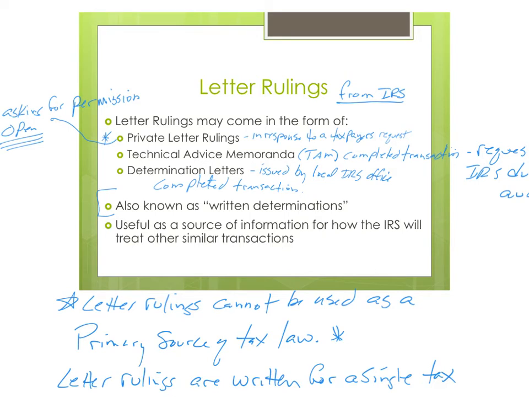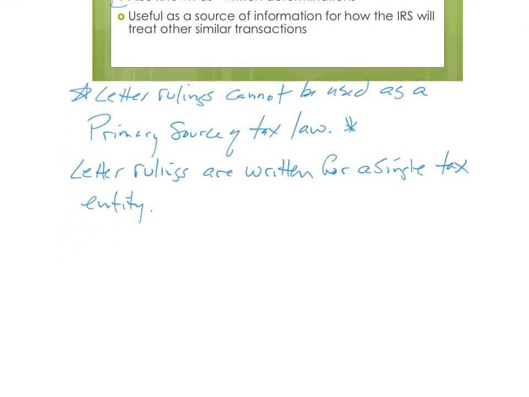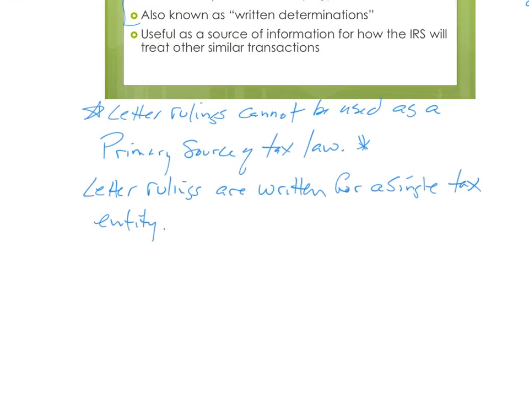Next class, we'll look up a couple of letter rulings and we'll talk specifically about how they can be useful to us, because they can be very, very useful to us, even though we can't cite them as a primary resource. Now we also have to know and be able to recognize a citation for a letter ruling, and their citations are going to look like this. Hold on, I'm going to change my pen just a little bit there.